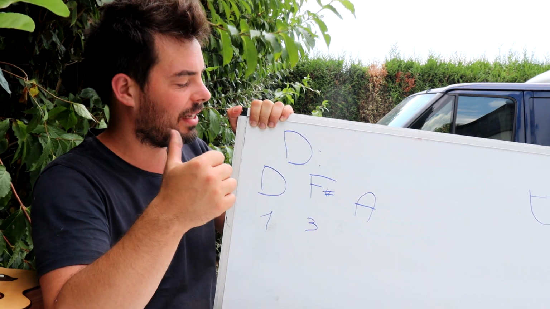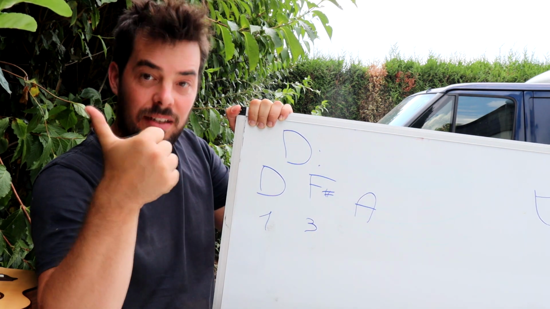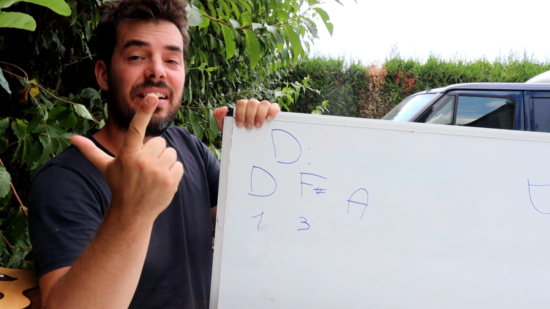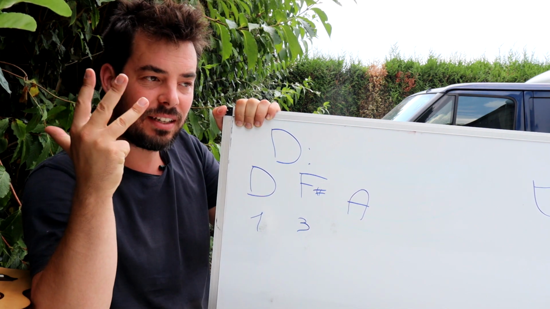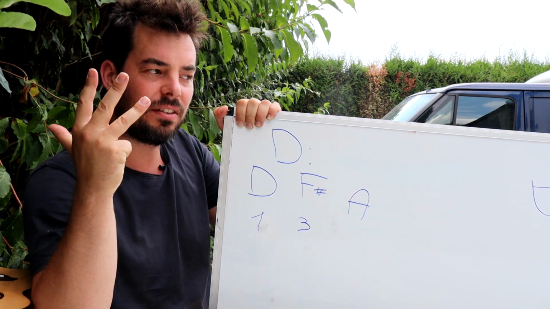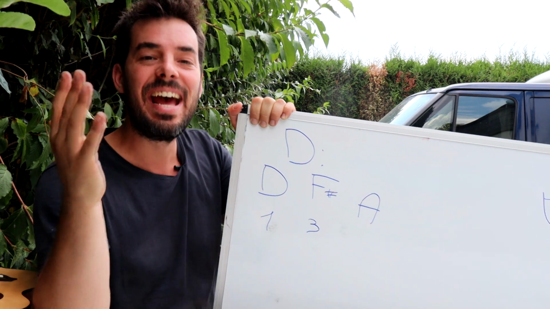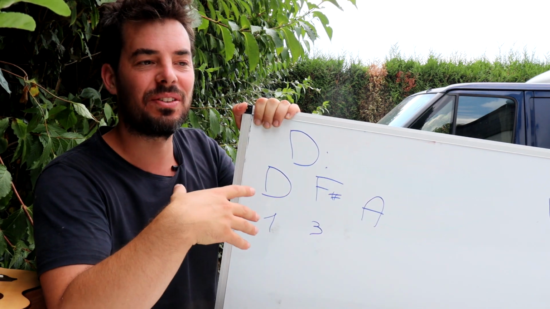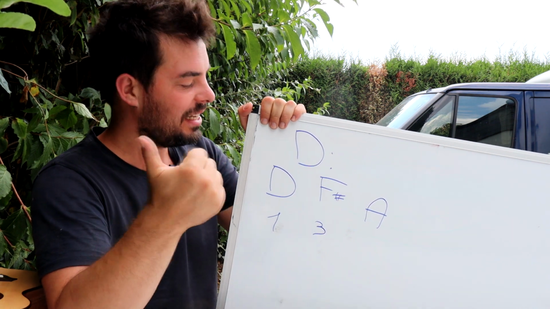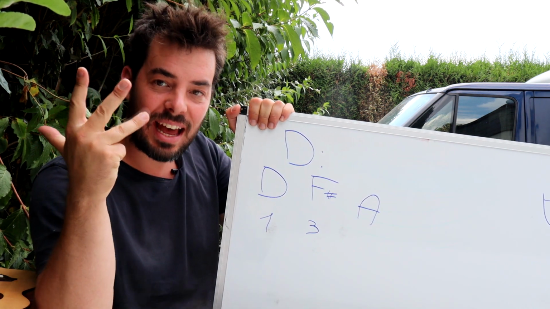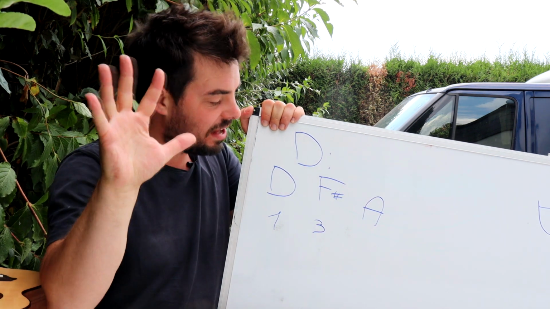Oh, we need to count the alphabet. A, B, C, D is 1. E, F, that's a 3, G, that's a 4, and what's after G? A. A is after G because the notes stop at G, you know, and then it starts again, it's A. So D, E, F, G, A. So this is the 5, this is the 5th.